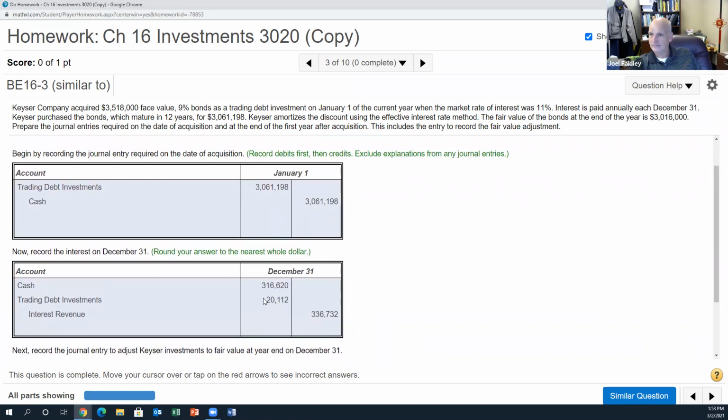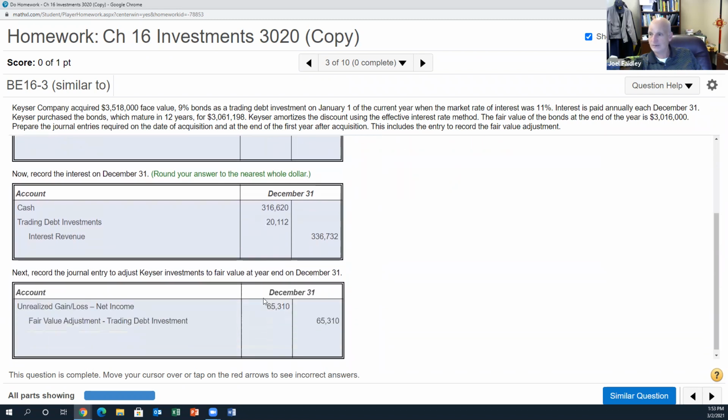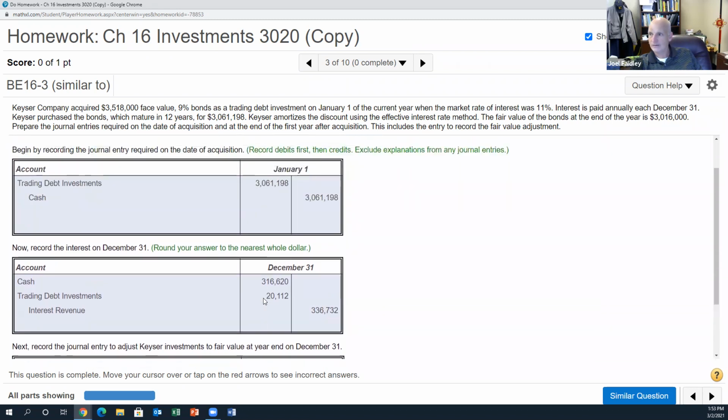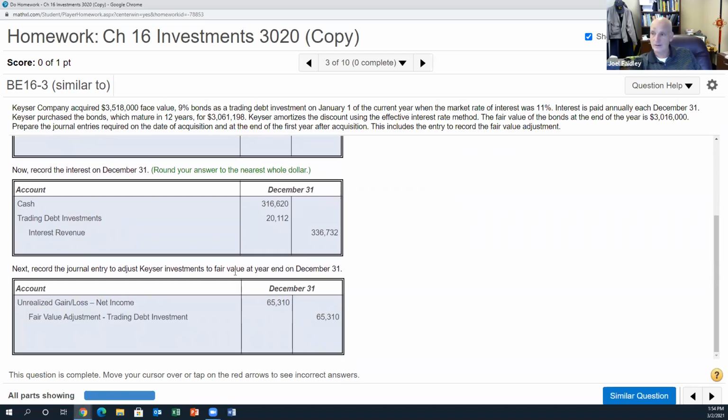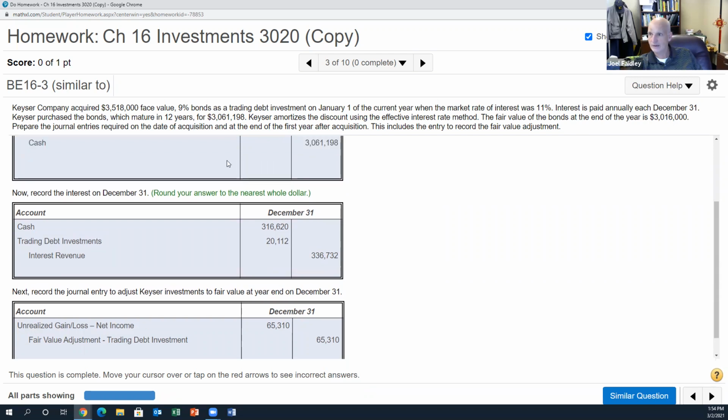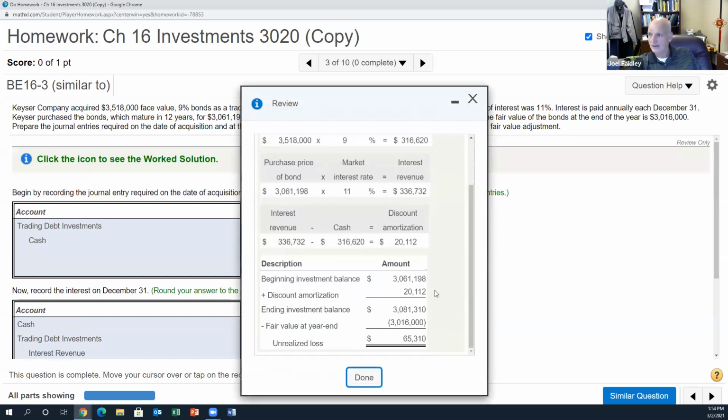Yes. My calculation for the second period, of course there's not a second period here, would simply be 3061198 plus the 21,112 multiplied by 11% to get the second period. But the question here is, what fair value adjustment do I make at year end? That's where we take the fair value of the bonds at the end of the year, 3016, and compare that to my book value. So 3061198 plus the 21,112 is my new investment balance. Compared to fair value at the end of the year, there's my unrealized loss, 65,310.